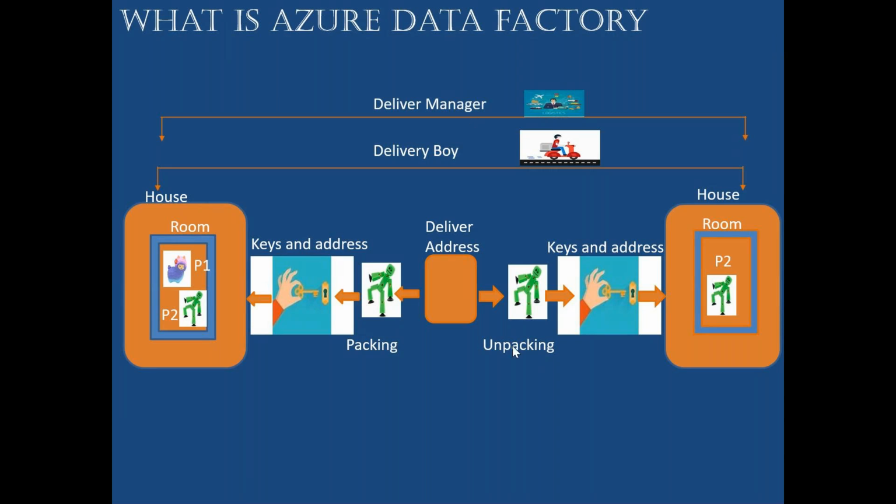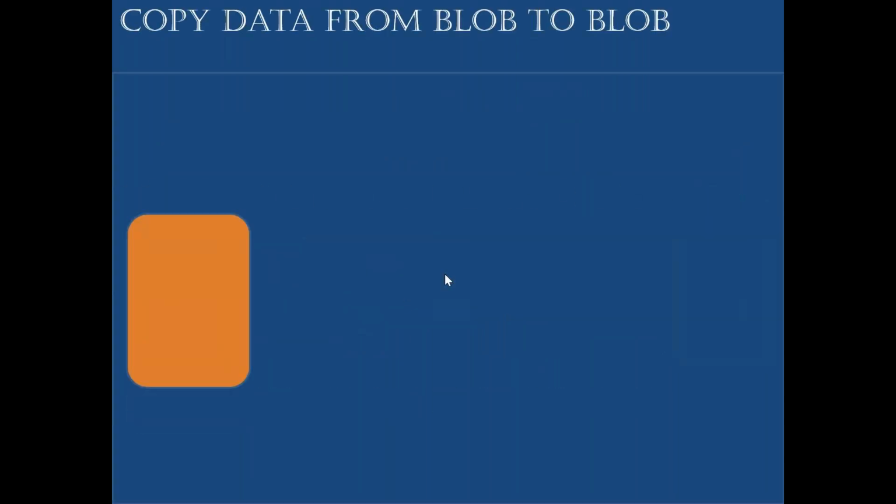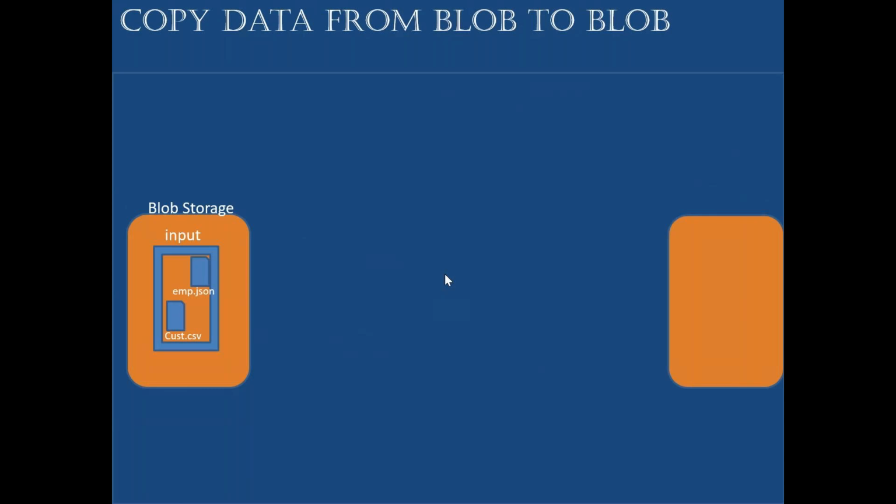Okay, anybody have any doubts in this? Have all of you understood? I gave these two examples to make sure you understand what I'm going to tell you next. Our requirement today is to copy data from the blob storage input folder, which has some files like CSV and JSON, into the target blob storage output folder.